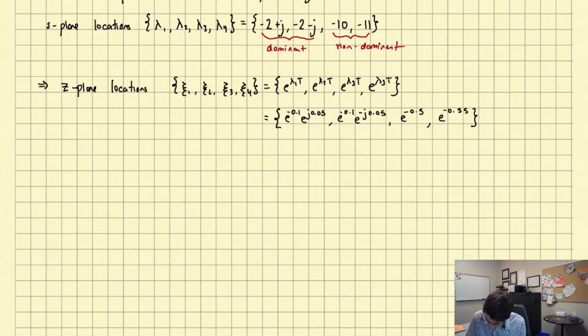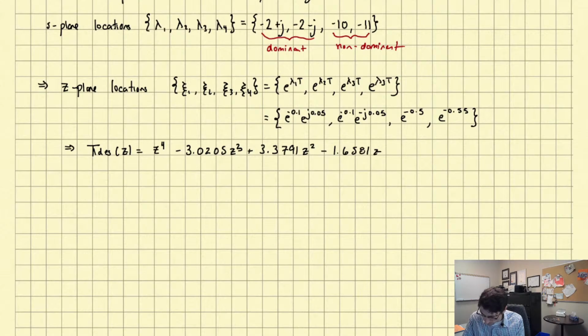So let's write it down. Okay, I'm going to multiply out all of those factors to get my desired characteristic polynomial, so let's just write it down. We get z to the 4 in this case, minus 3.0205 z cubed, plus 3.3791 z squared, oops, minus. Sorry, the numbers are not so nice to write down, but typically you're going to do this on a computer anyway. So, okay, there's our desired characteristic polynomial.